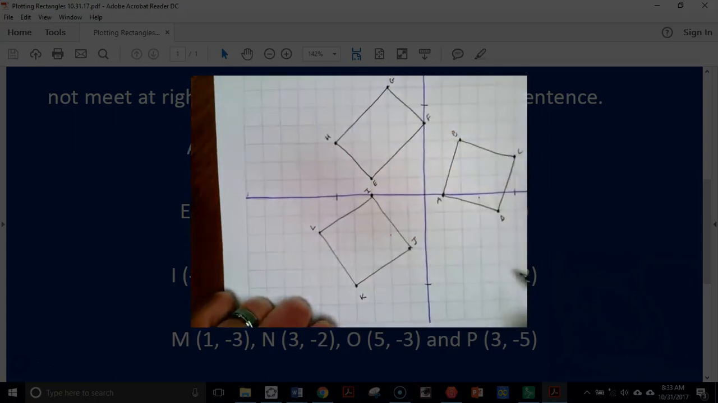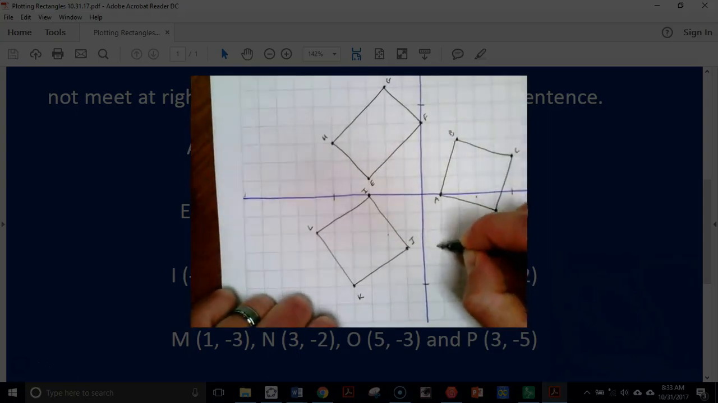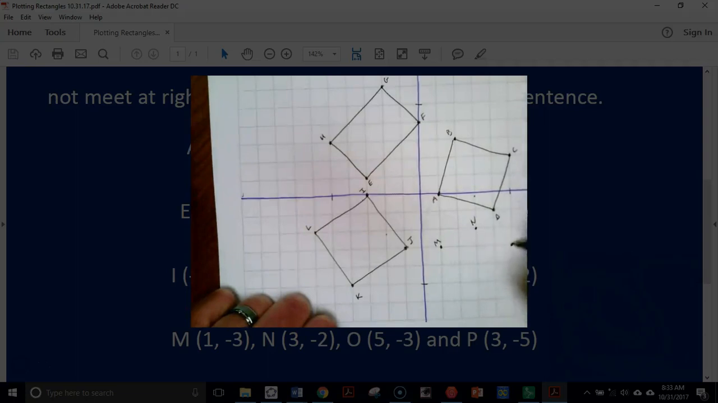Last, we've got M, which is 1, negative 3. We've got N, which is 3, negative 2. We've got O, which is 5, negative 3. And we've got P, which is 3, negative 5. Okay. So I'll connect these up.